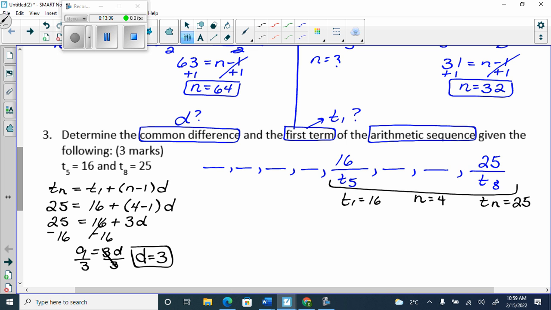So I'm going to add 3, and I'm going to get 19. Add 3, I get 22. Add 3, I get 25. So I know my D is right. Correct? Instead of adding, I can go the opposite way, and I can subtract. 16 minus 3 is 13. Minus 3 is 10. Minus 3 is 7. Minus 3 is 4. That's my answer.